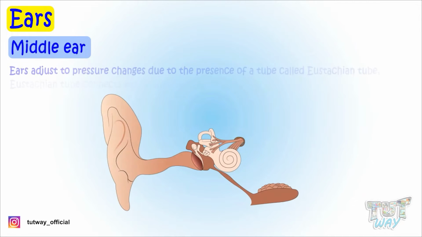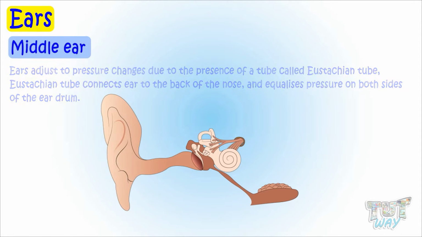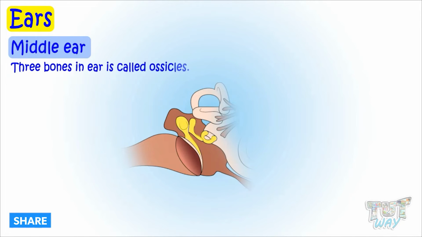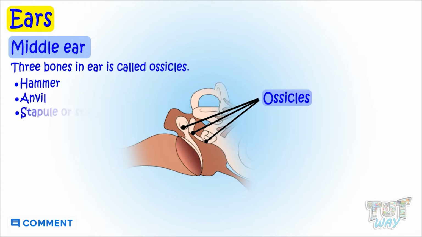And our ears adjust to such pressure changes due to the presence of a tube called Eustachian tube, which is a part of the middle ear. It connects the ear to the back of the nose and equalizes the pressure on both sides of the eardrum. The 3 bones in the middle ear are known as ossicles, and their names are hammer, anvil, and stapes. And these are the smallest bones in the human body.